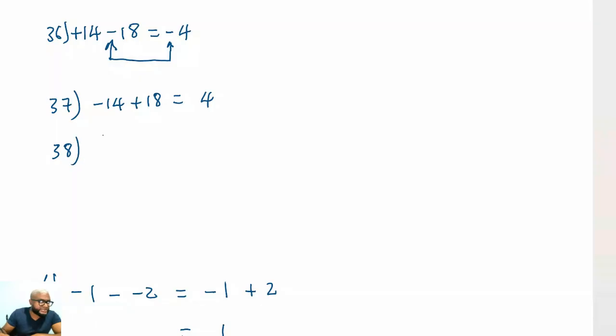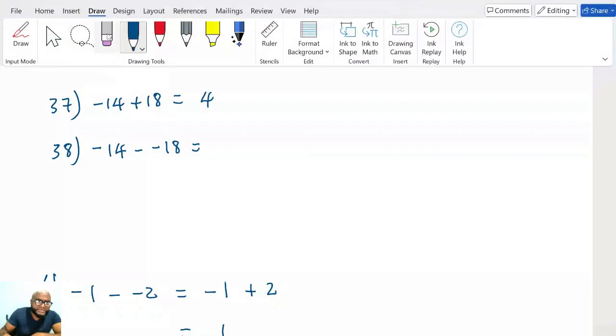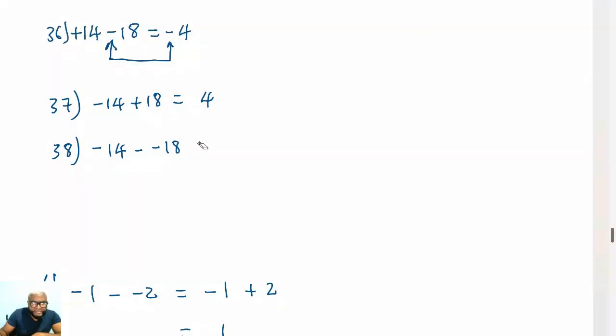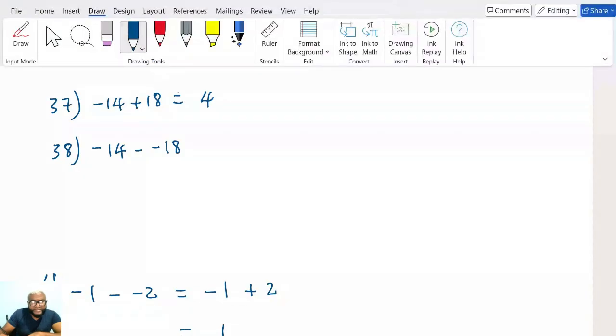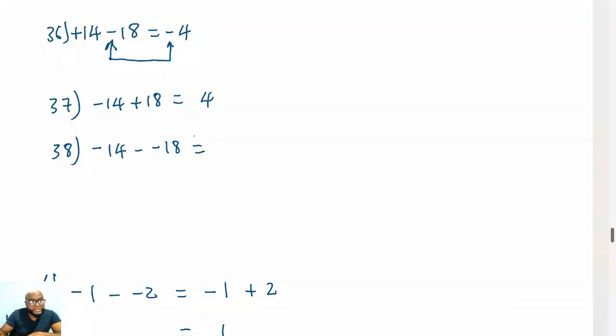What is 38? Negative 14 minus negative 18. It wasn't in brackets, it was just like this. So this is the working I was telling Ramdas I wanted him to do. It will be negative 14. A minus and a minus will give me a plus 18. So it needed to be rewritten as this before you move on to the next stage. Okay, Ramdas?